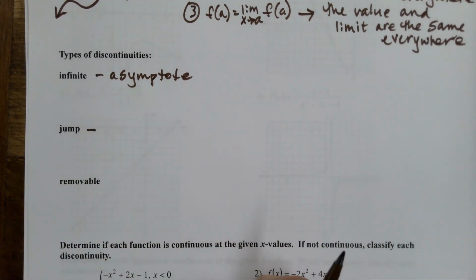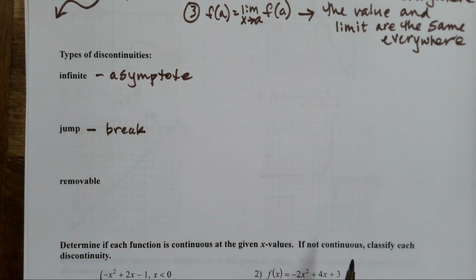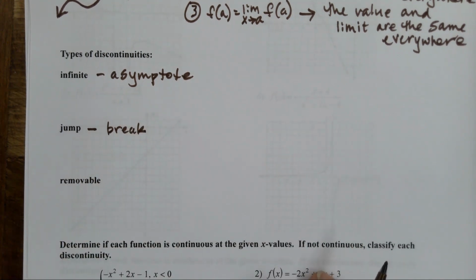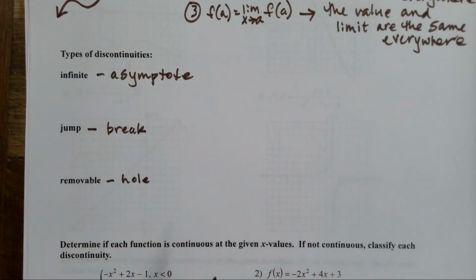A jump is what I call a break in the graph. And I'll draw a picture of all these so you have something to look at. And a removable is a hole in the graph. Now, some people get mixed up between the jump and the removable, and I want to just point that out, all right? So let's start with an asymptote.